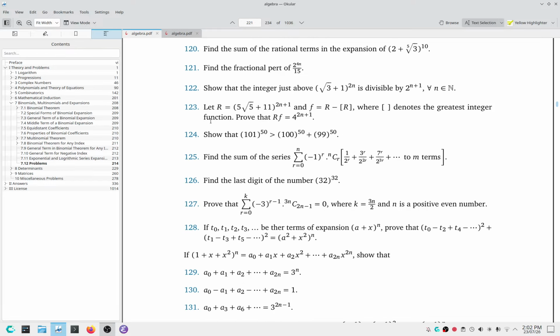Now we move on to question 123. Let R be equal to (5 root 5 plus 11) to the power 2n plus 1, and f is equal to R minus the greatest integral value of R. Then prove that Rf is equal to 4 to the power 2n plus 1.